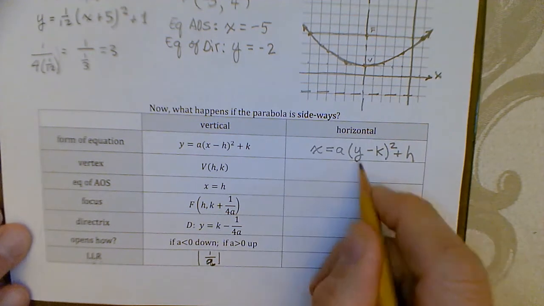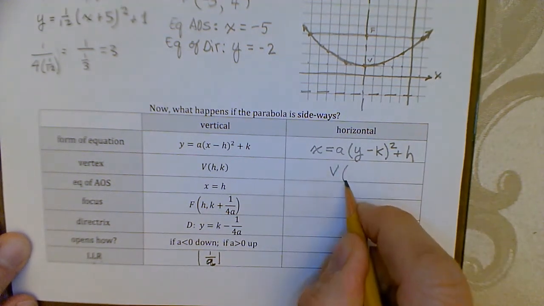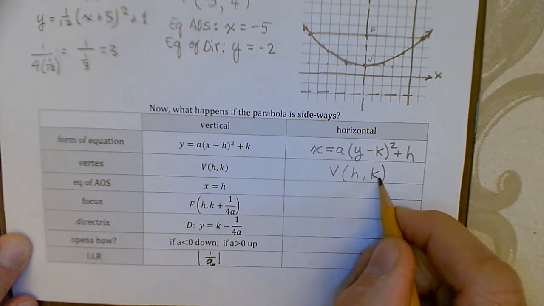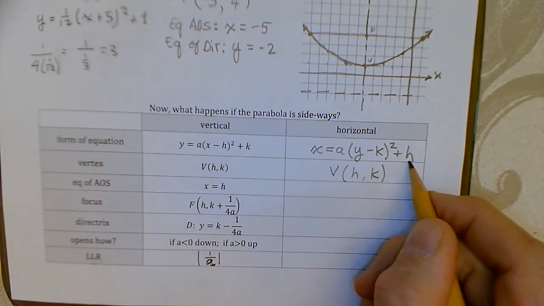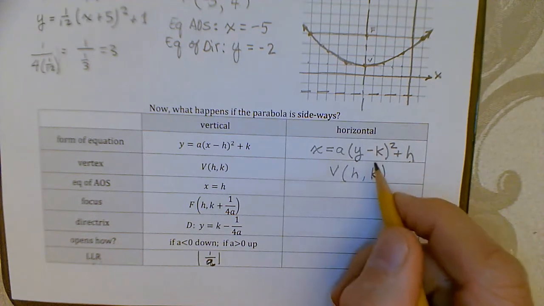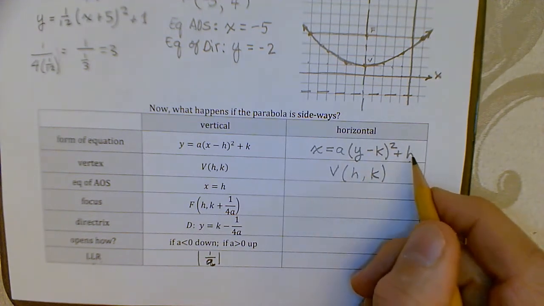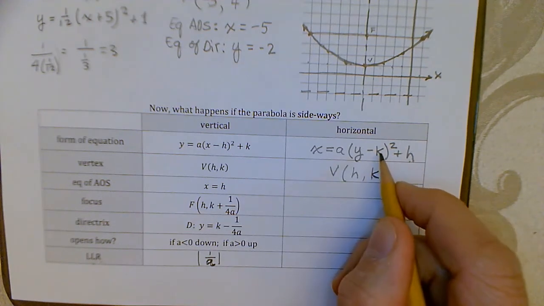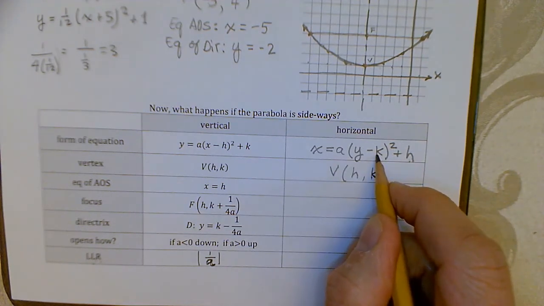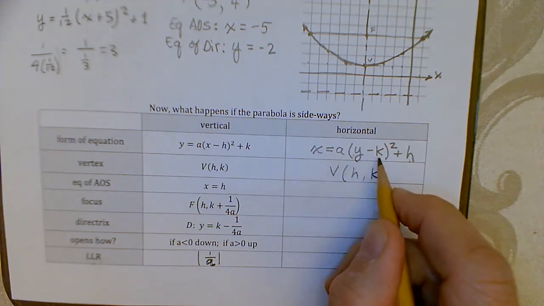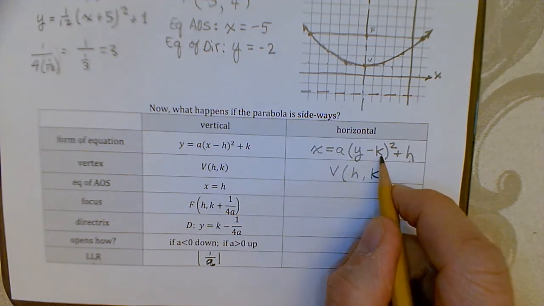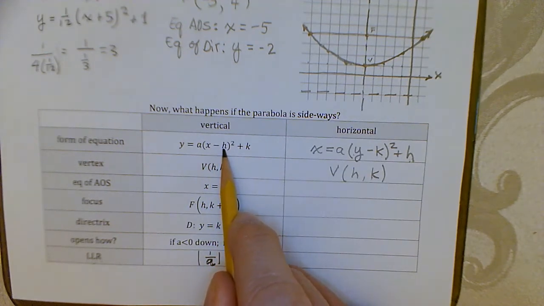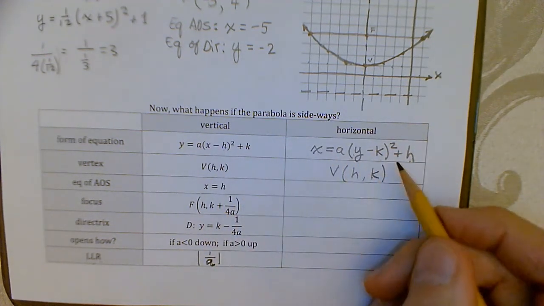Now, be careful, the vertex is still h comma k. So when you pull the values off of this, it's not the opposite of h this time, it's the opposite of the k. The k gets opposite, the h does not. So the x coordinate is out here now, the y coordinate of the vertex is inside the parentheses. So the y is always with the y coordinate of the vertex, the x is always with the x coordinate of the vertex. So that's the only thing you've got to be careful of.